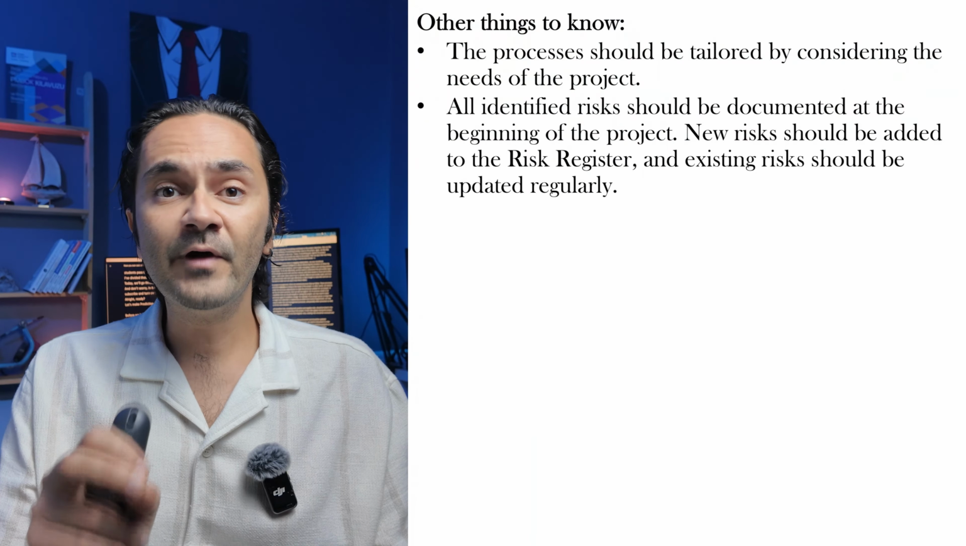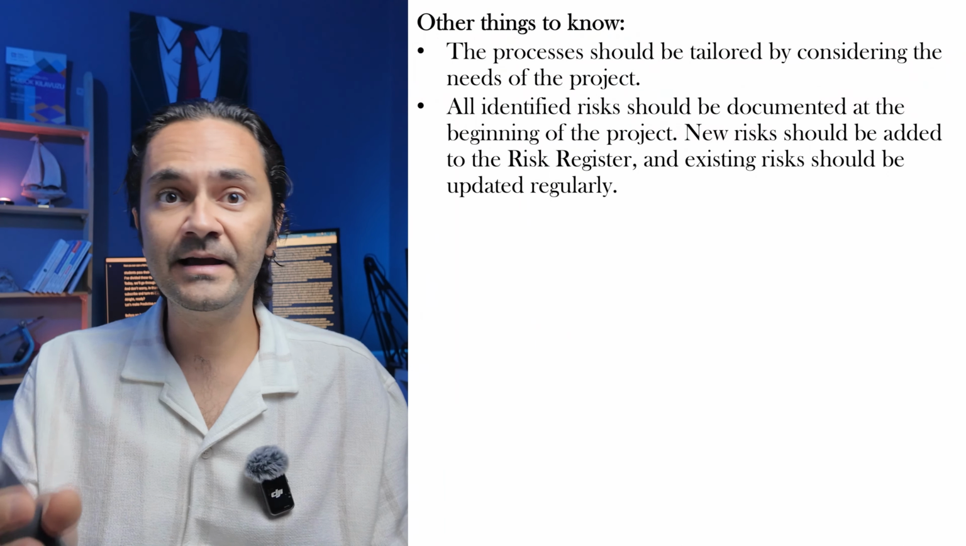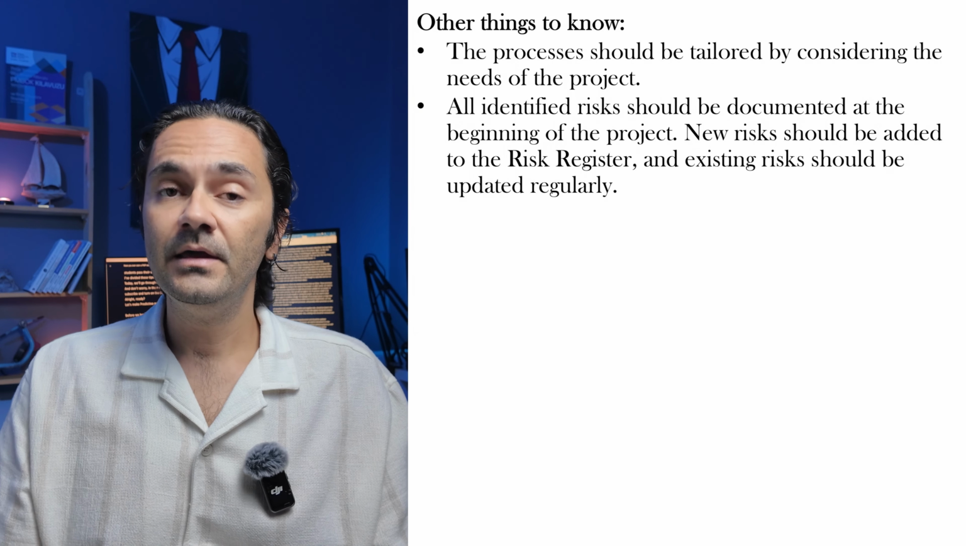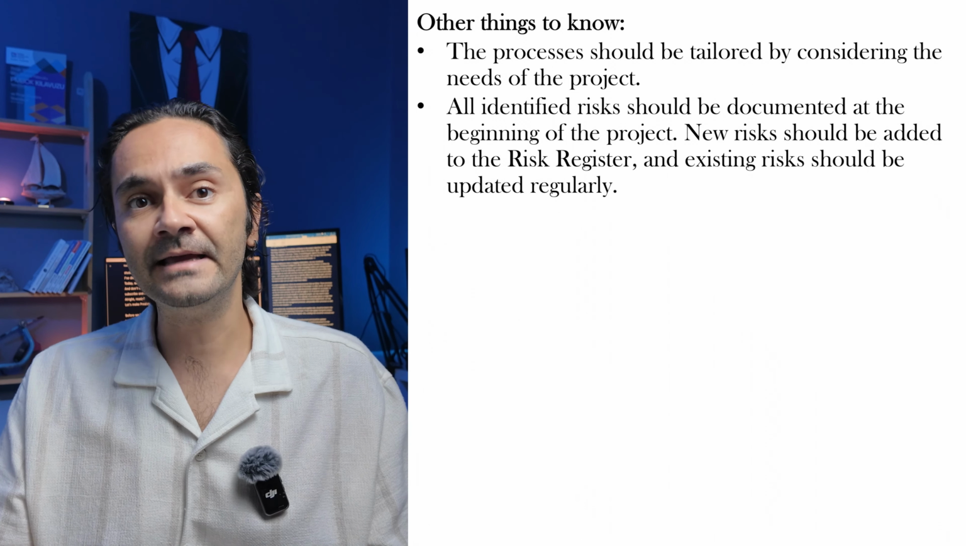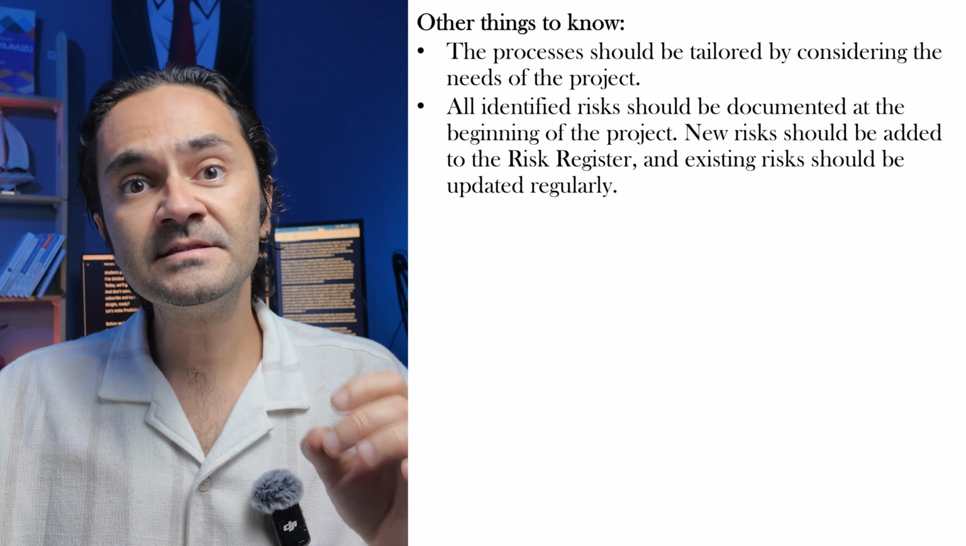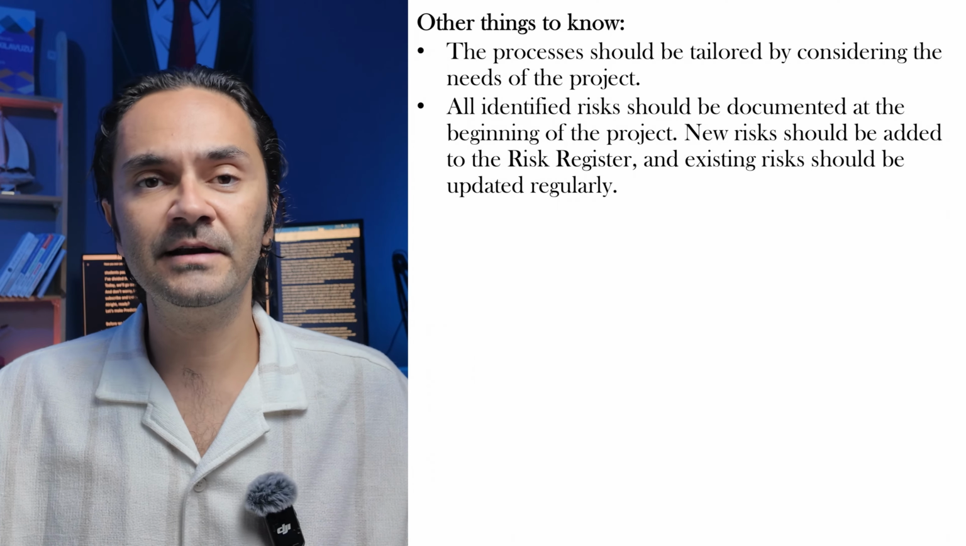For example, if our project grows so large that a single cost controller is replaced by an entire cost control department, we may need to tailor the cost management processes and possibly other processes as well to fit the new situation. All identified risks, including both positive and negative risks, should be listed in the risk register at the beginning of the project. If new risks appear during the project, they should be added to the risk register. Also, existing risks should be reviewed and updated regularly.